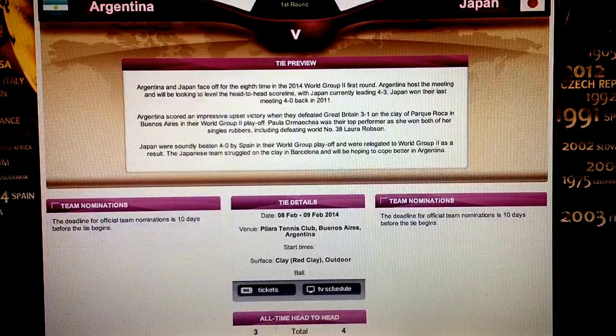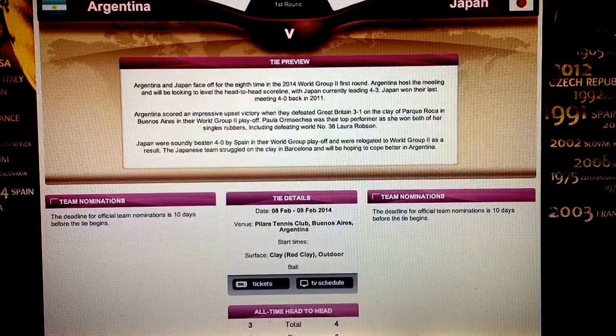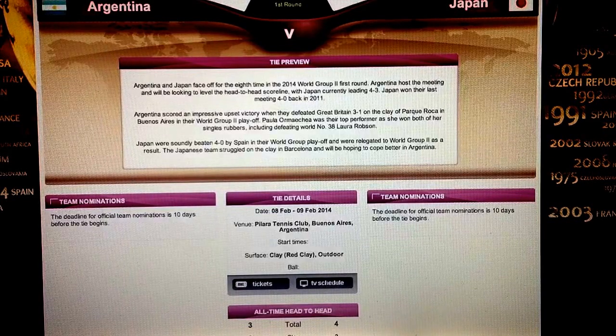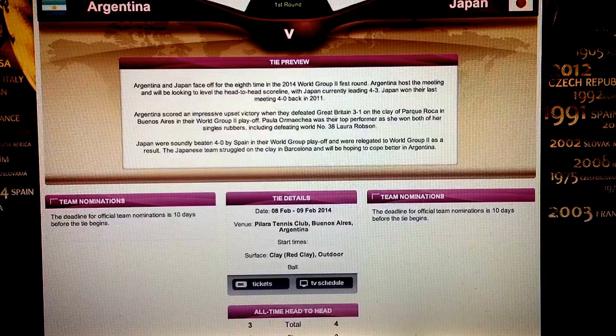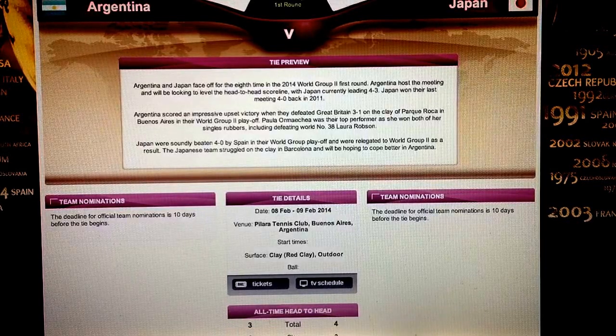And then last but not least, Japan. Poor Japan. They finally got to World Group 1, and then they got relegated down to World Group 2 because of a tough loss where Russia came from behind in the first round last year in World Group 1. Japan had the 2-1 lead, and then they had to go on the road.